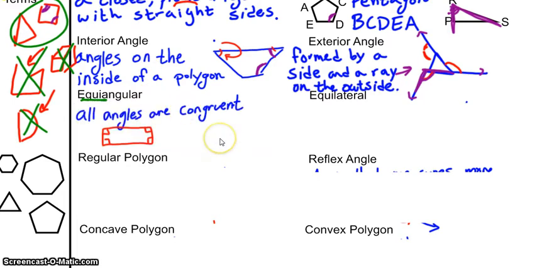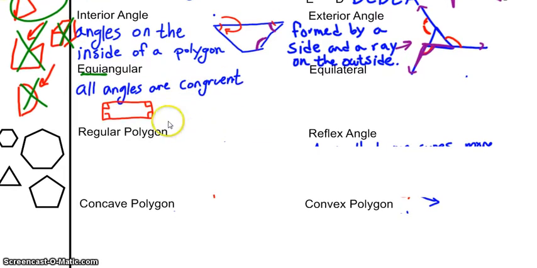Equiangular means that all the angles in that polygon are congruent. So I've drawn an example right here where they're all 90 degrees. You could have another example of an equiangular triangle, where all of the angles in a triangle are the same size. Maybe they're all 60 degrees. Okay, that's what equiangular means.